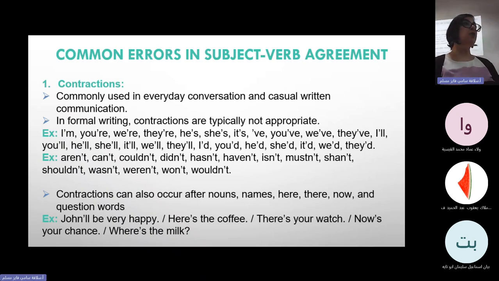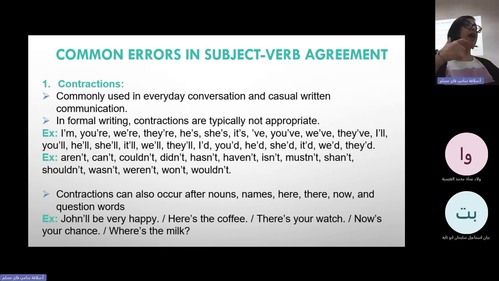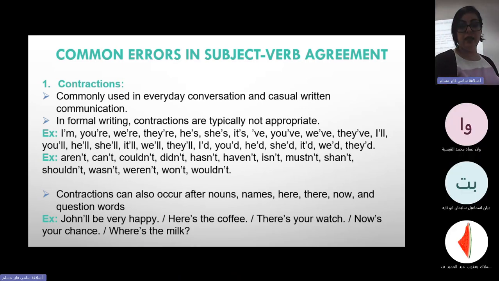So these are the ways that you see the contraction, and these are the errors that people make when they write academic writing. Okay, so as an editor, you will need to amend them, correct them accordingly.